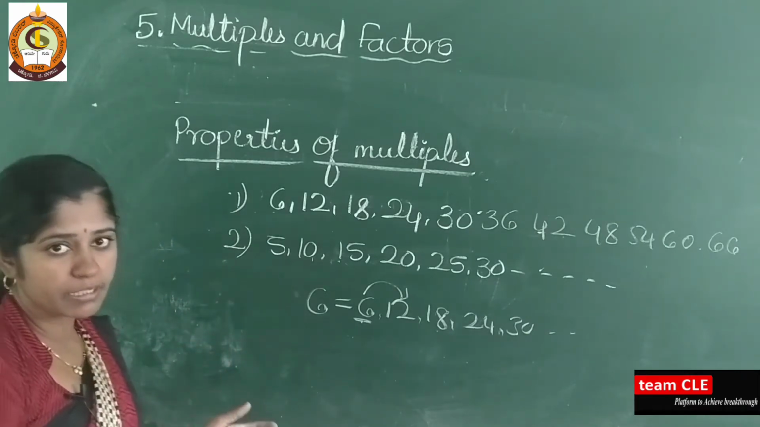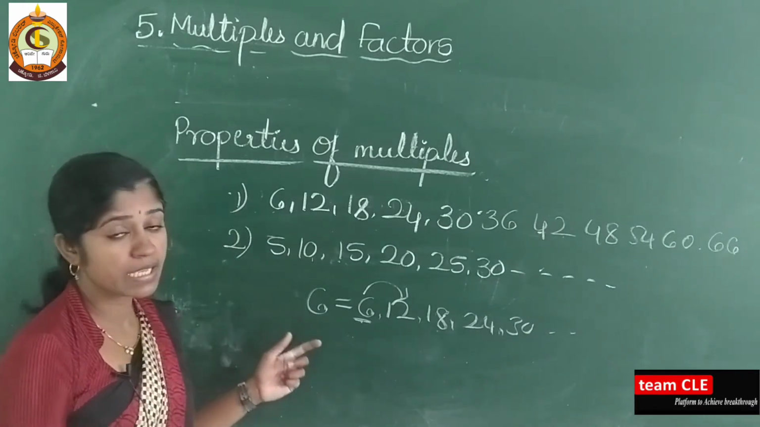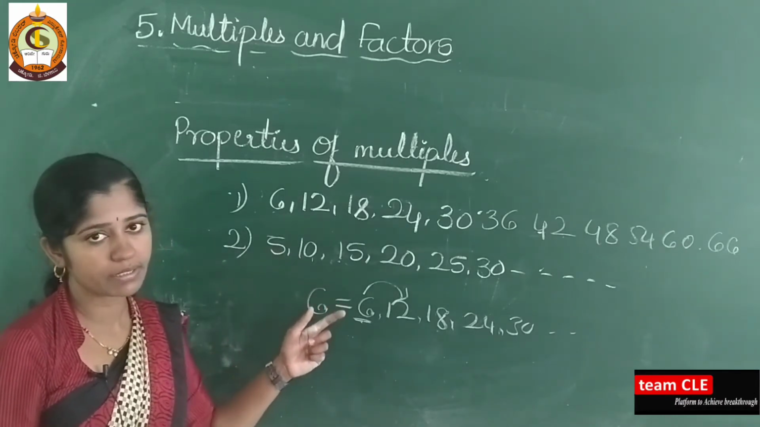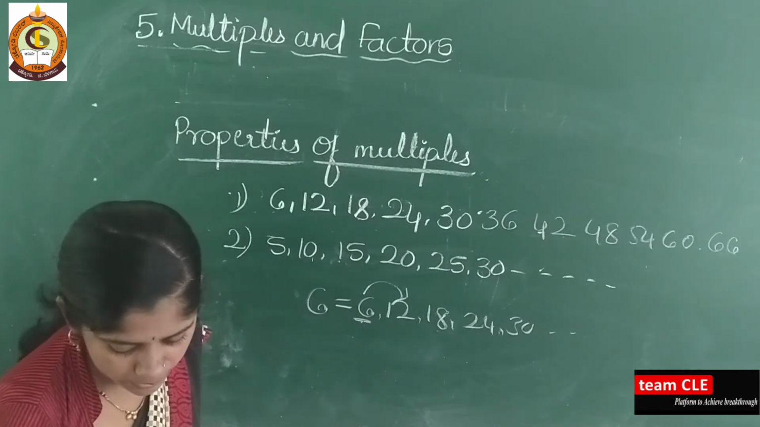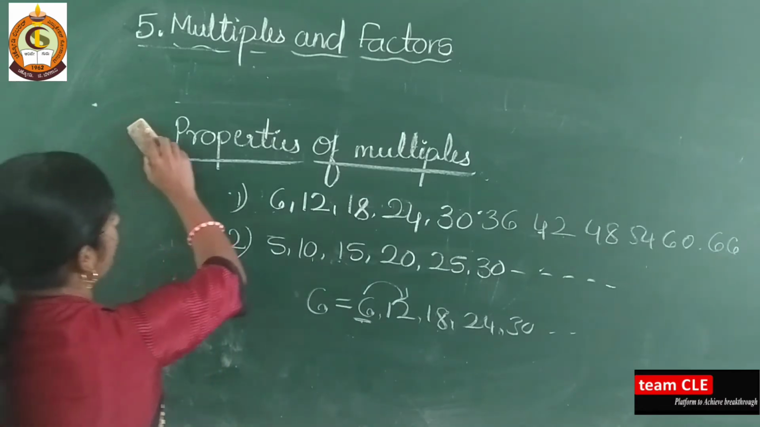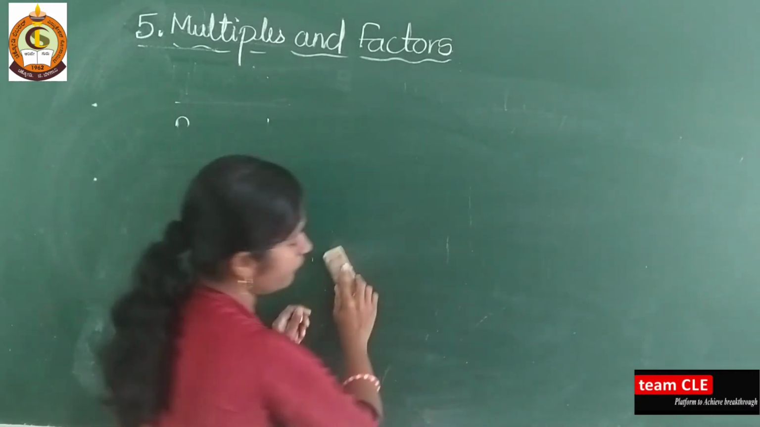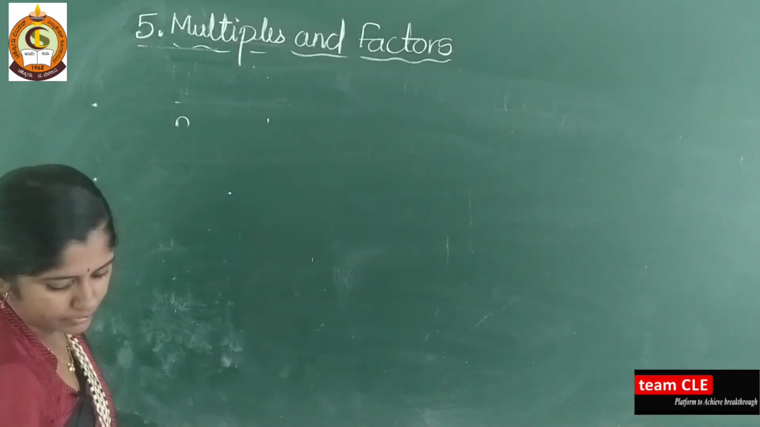Every number is a multiple of itself. Multiples are infinite in number. Multiples are equal to or greater than the given number. So here they have given: write the sixth multiple of 7.